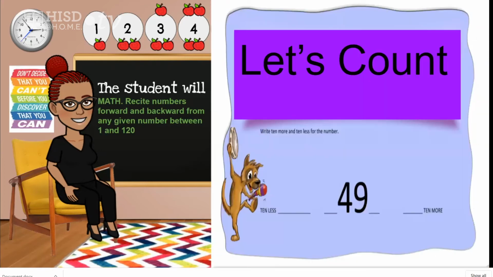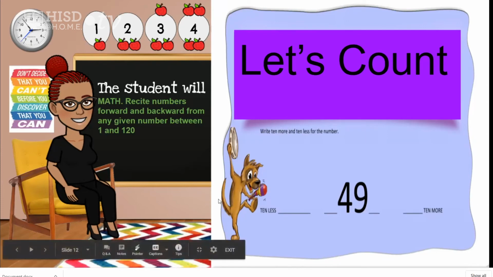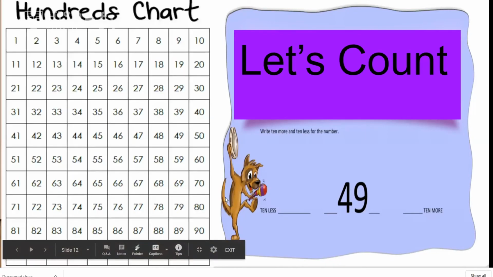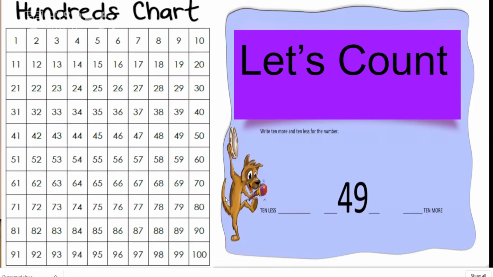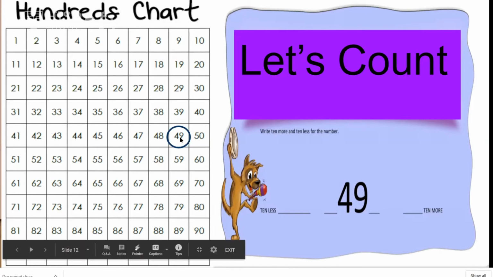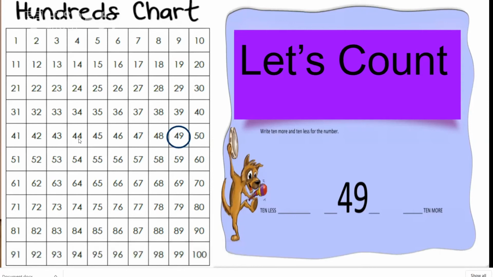Now it's your turn to try it. Think about the number 49. Let's find 49 on a 100 chart. There is our 100 chart. Do you see 49? Yes, there is 49. If I want to find 10 less, I'm going to count back 10 spaces. Let's go backwards. 1, 2, 3, 4, 5, 6, 7, 8, 9, 10.